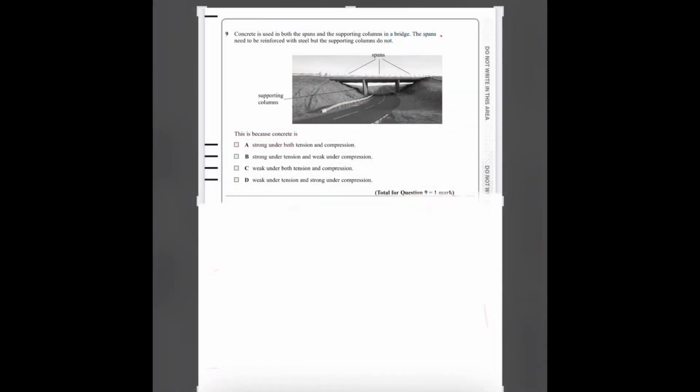Number 9. So this is one of the trickiest questions Edexcel set for the exam. So if you don't understand, just re-watch the section. So question 9. Concrete is used in both the spans and the supporting columns in a bridge. So this is the span, right? This is the span, and these two are the supporting columns, right?